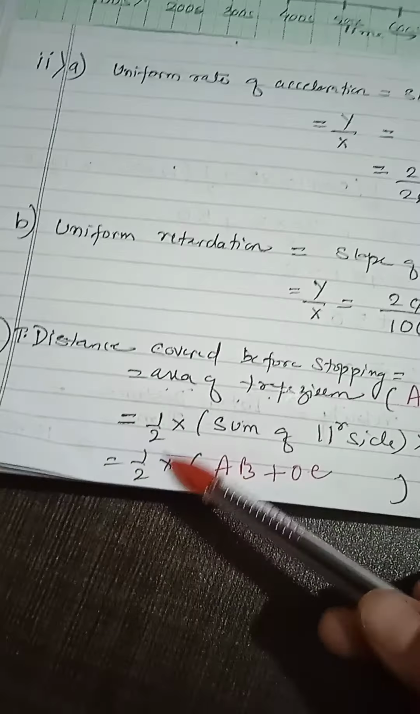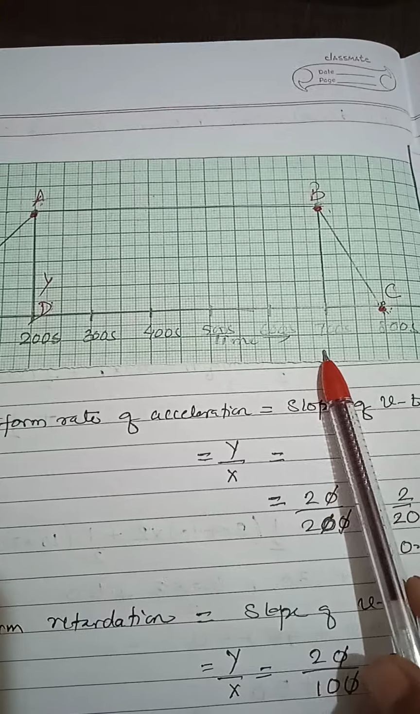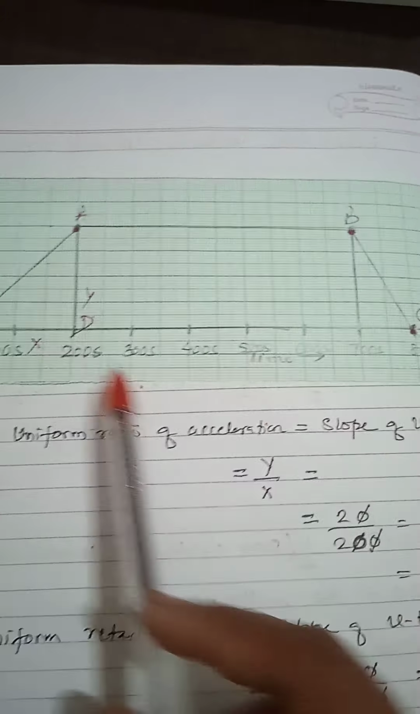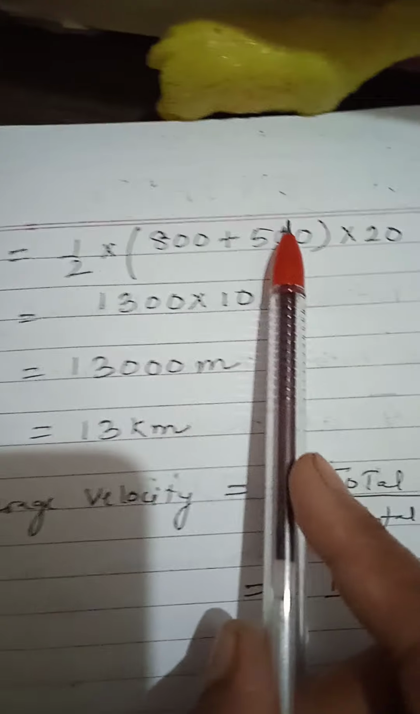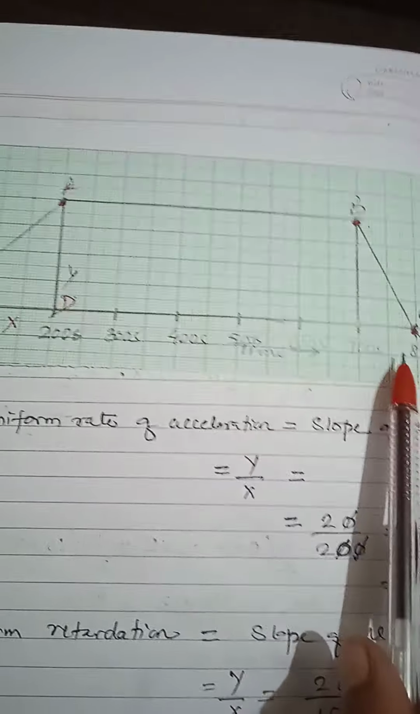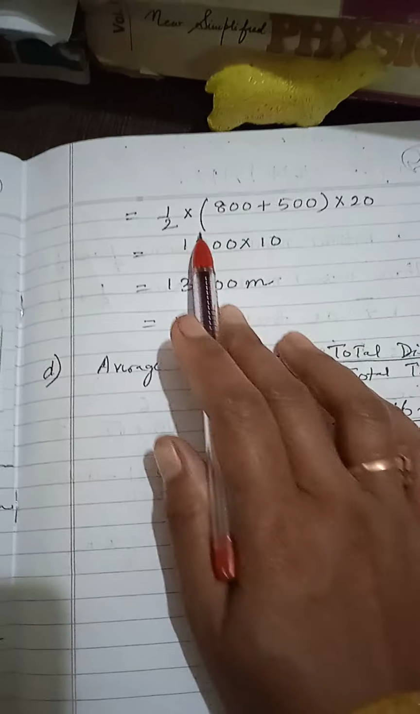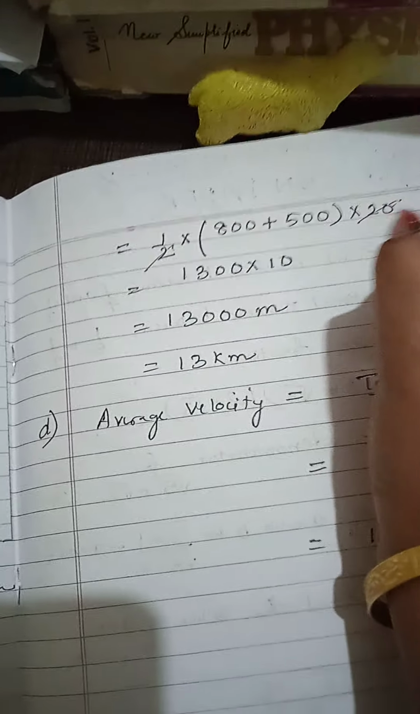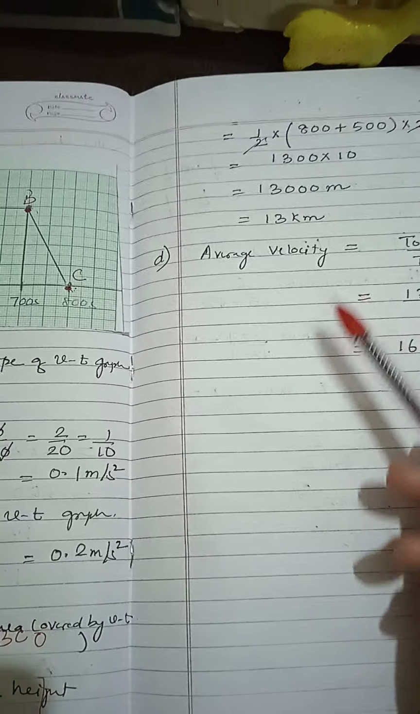Now put the values. Half into AB is how much? AB is parallel to this. AB will be 700 minus 200, which will be 500. So this is 500, and OC will be 800. So half into 800 plus 500 into 20. 20 is the height, this one. Now solve it. Half into 1300 into 20, the 2 and the 10 cancel. So now this is 13,000 meter. So 13,000 meter means 13 kilometer.